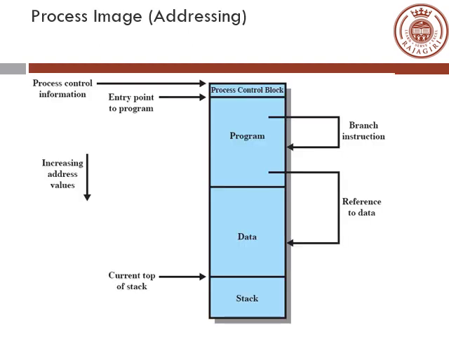To understand the need for relocation, let's look at the figure which shows a process image or the memory image of the process. It consists of a process control block at the beginning, followed by the entry points to the program, followed by the process itself, the data area, and the stack. Assume that the process image occupies a contiguous region of main memory. The OS needs to know the location of the process control information, the execution stack, the entry point to begin execution of the program for this process.